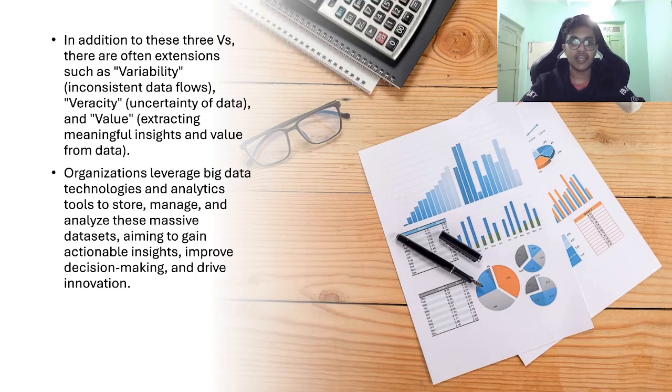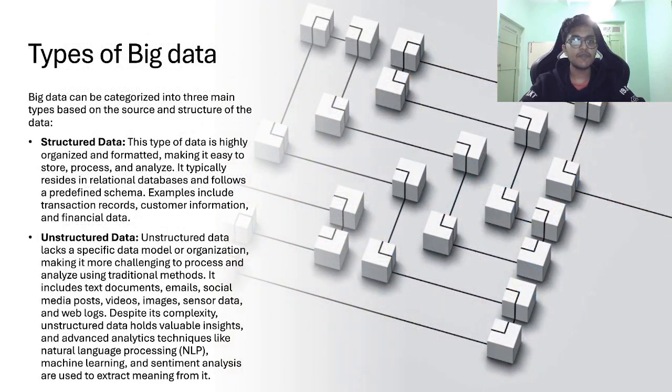Moving on to the next slide. We have types of big data. Big data can be categorized into three main types based on the source and the structure of data: structured, unstructured, and semi-structured. Structured data. This type of data is highly organized and formatted, making it easy to store, process, and analyze. It typically resides in relational databases and follows a predefined schema. Examples include transaction records, customer information, and financial data.